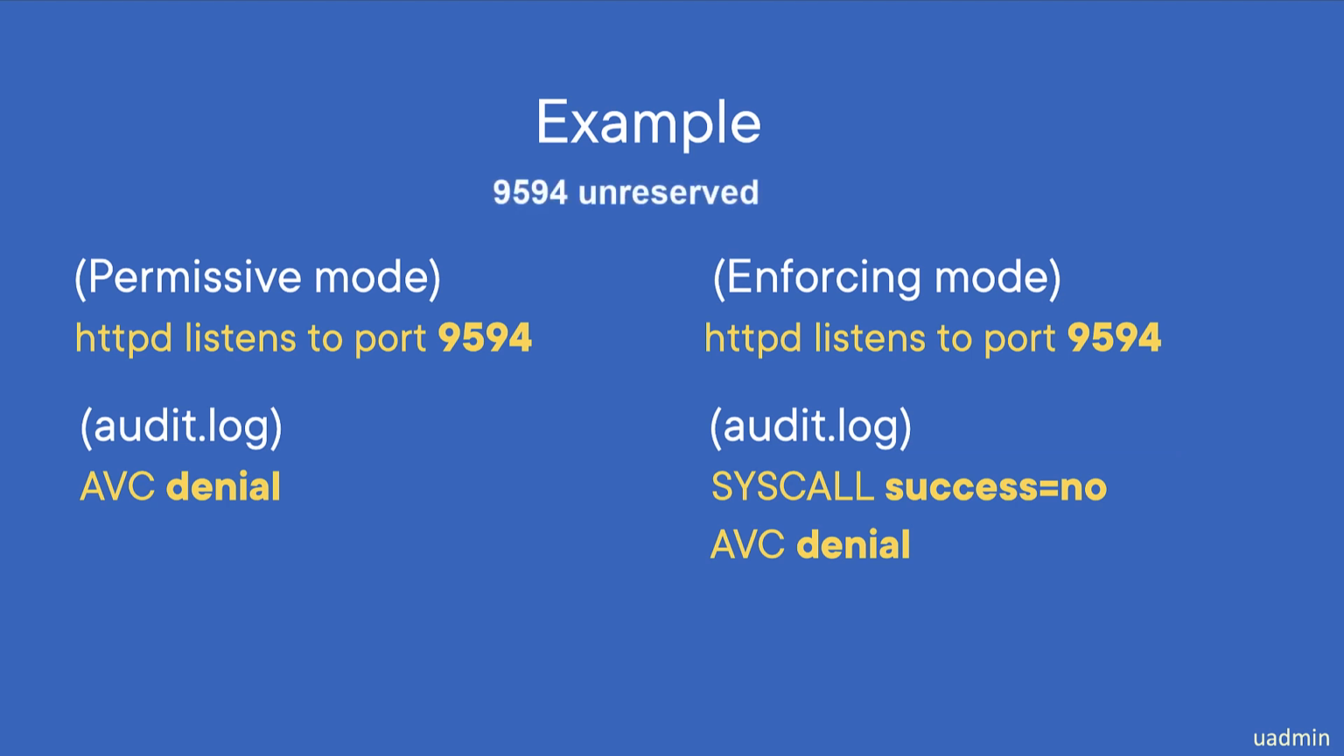Now the nice thing is that AVC messages are logged or printed even when the system is in permissive mode. So you can test what will happen if SELinux were enforcing. In fact, they're just event messages. The actual system calls are only actively denied when SELinux is enforcing. Now let's demonstrate that with an example.